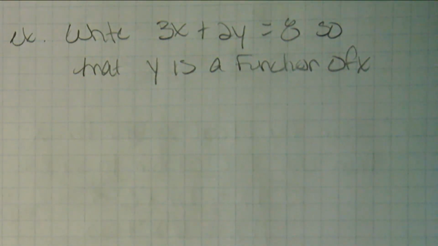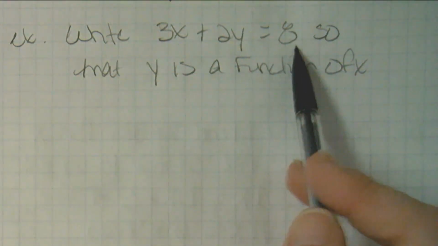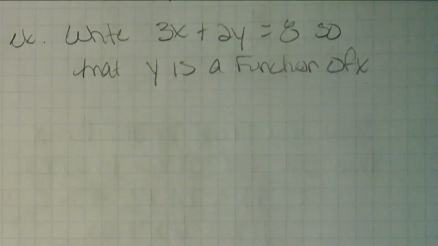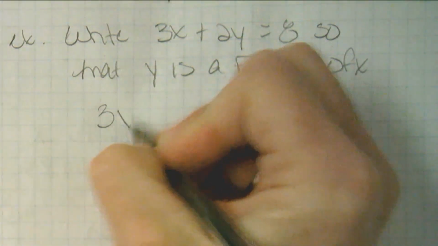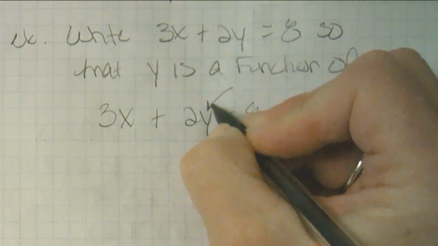So write 3x plus 2y equals 8, so that y is a function of x. So when I'm done, I want y equals. All right, so let's figure out how I'm going to do that. I have 3x plus 2y equals 8. I want to get y alone.